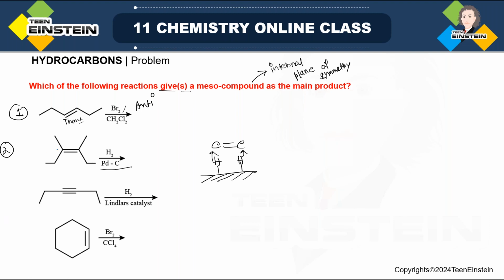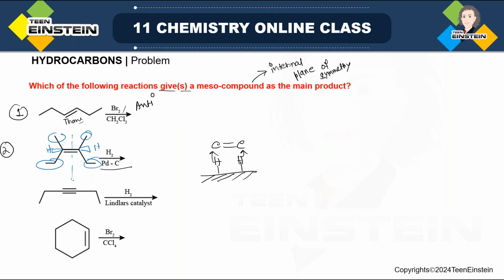If hydrogens are added from the same side, that means suppose it is adding from the front side, that is towards us, it will be like this. Now these two methyl groups are already on the same side. These two ethyl groups are already on the same side. And now the two hydrogens are also added from the same side. So the compound that will be generated, obviously, will be a meso compound.